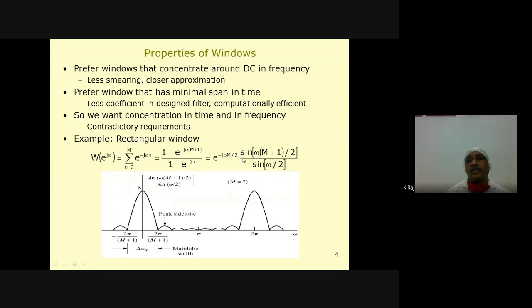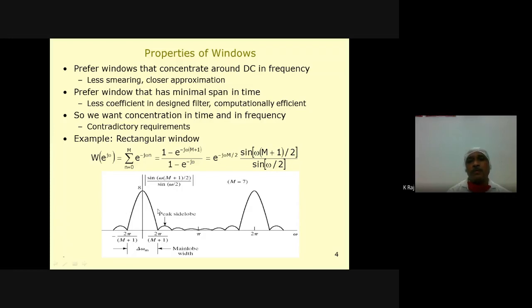And if we consider here the common e to the power minus j omega M by 2, then this term may be written in this manner, that is sine omega (M plus 1)/2 upon sine omega by 2. And this will be graphically represented by this one here, having the sampling function, that is sine omega (M plus 1)/2 upon sine omega by 2.